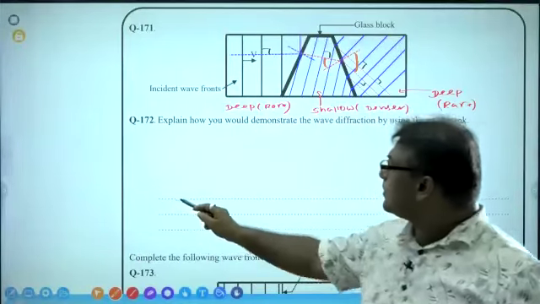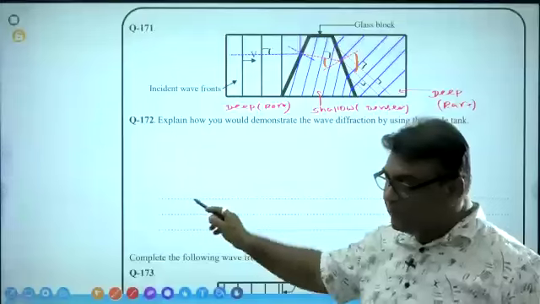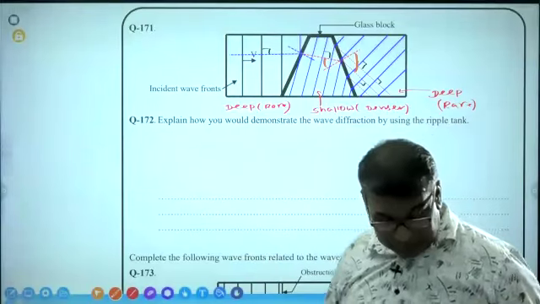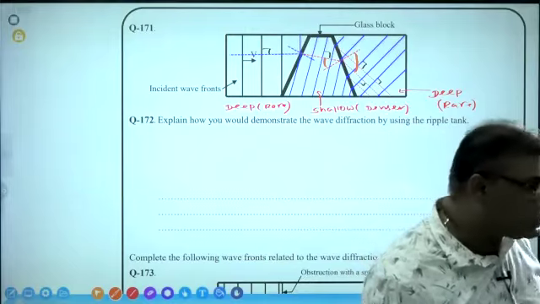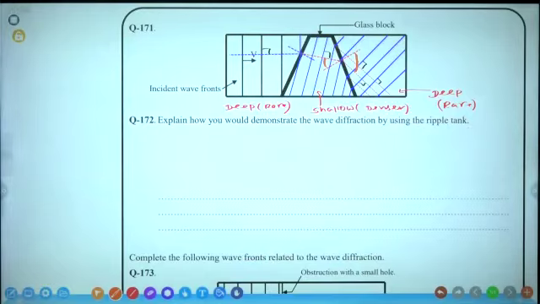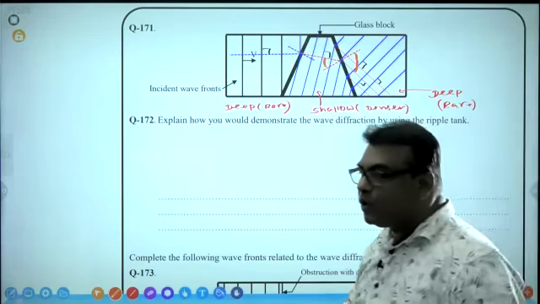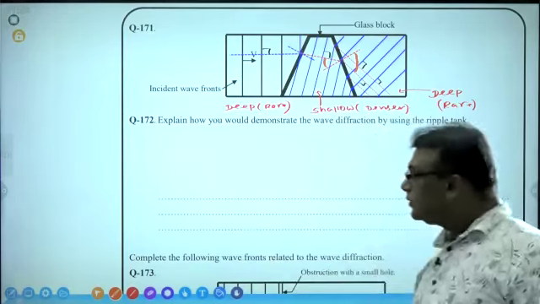Can we write that here? Spread of the waves into all the directions when they're traveling through an obstruction with the holes. Is that right? Okay.